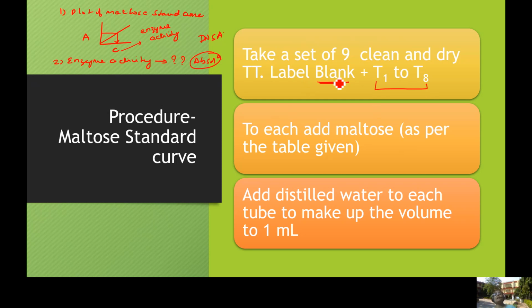To each of these 9 test tubes, you will be adding maltose as per the table given. I will show you the table like we did in the case of Lowry's method. I have listed the volume of maltose to be pipetted out, and then it has to be followed by addition of distilled water so that the total volume in the test tube is 1 ml.